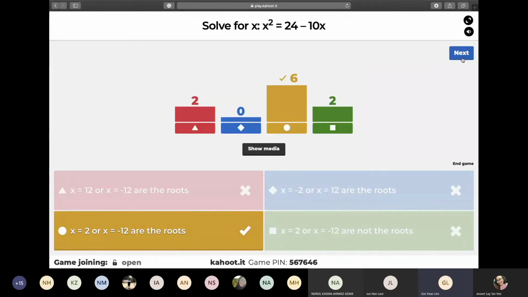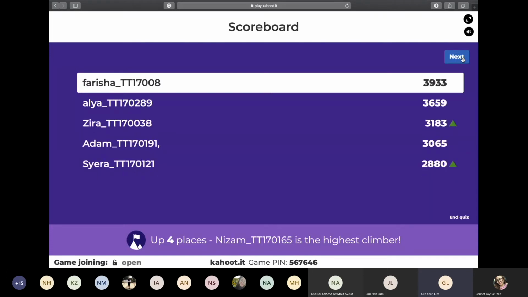So yeah, we have 6 students get it correct. Congrats. So the answer is x equals 2, x equals negative 12. Wow, Zira comes up the third now. Farisha still the top. Alia in the second. Zira third. Adam fourth. Sarah comes back. Okay, nice.